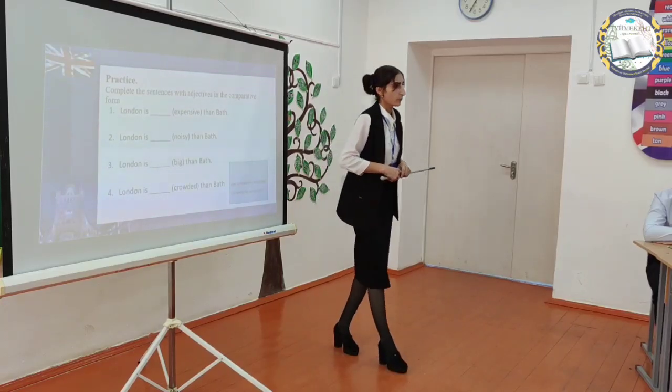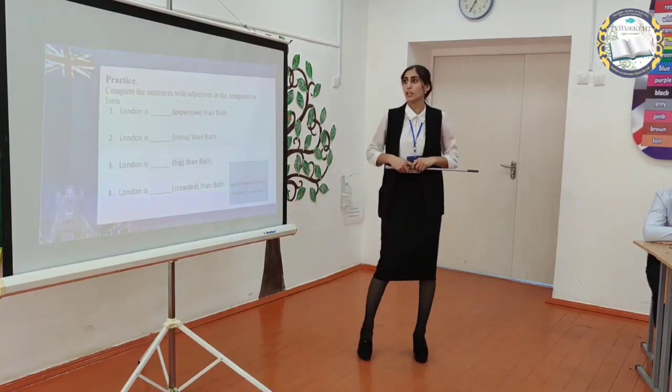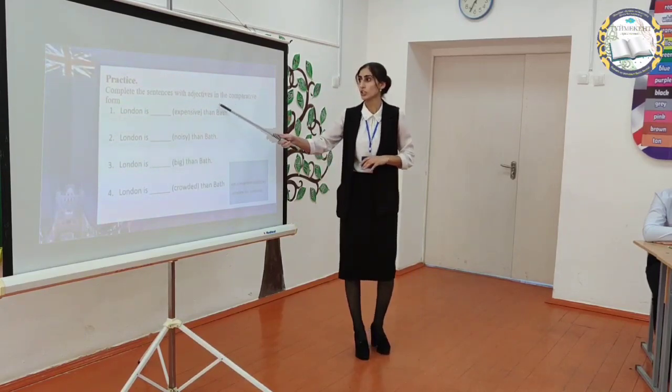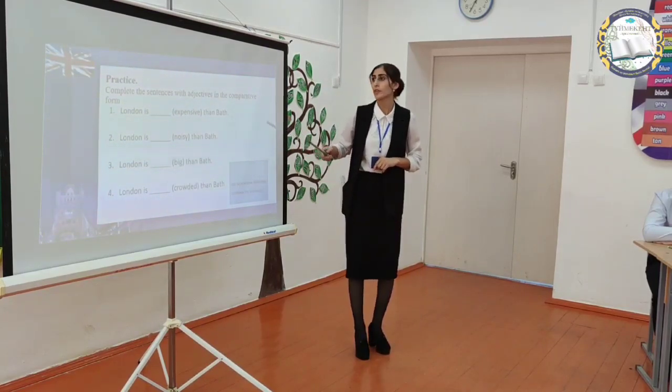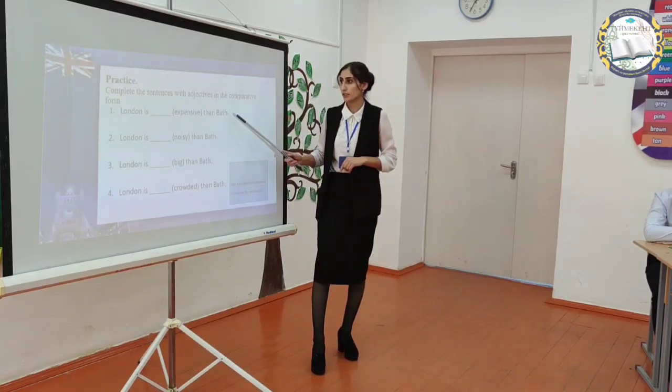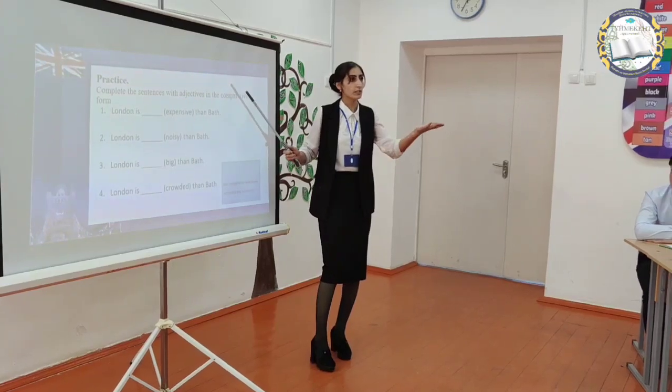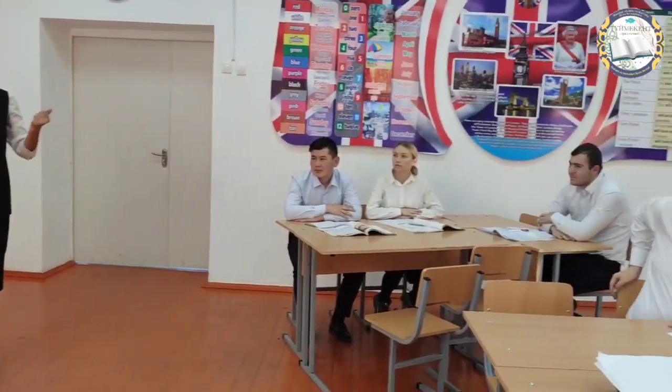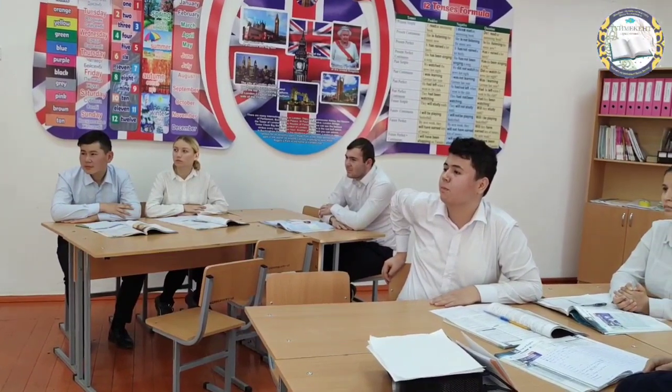Now let's practice. In this task, you have to complete the sentences with adjectives in the comparative form. First sentence, London is expensive than bus. The right answer will be, how do you think? London is more expensive than bus. Yes, you are right. The second sentence, London is noisy than bus. The right answer will be, how? Noisier. Yes, you are right. London is noisier than bus.